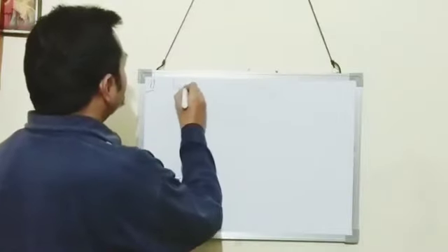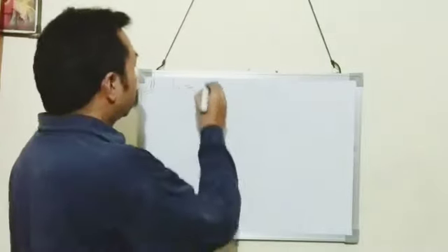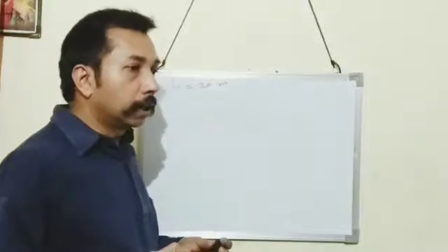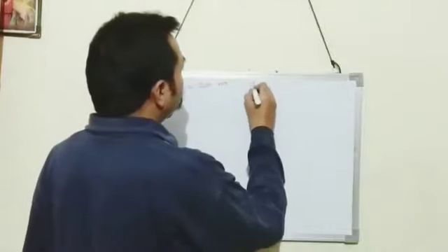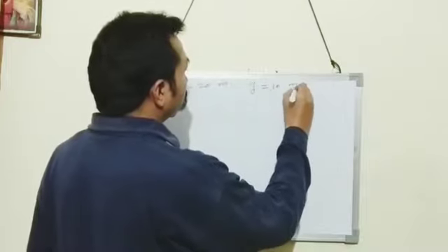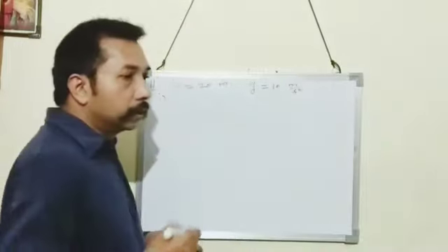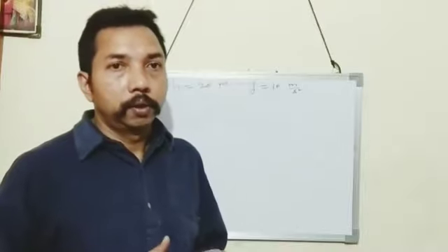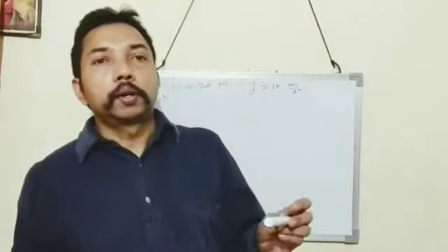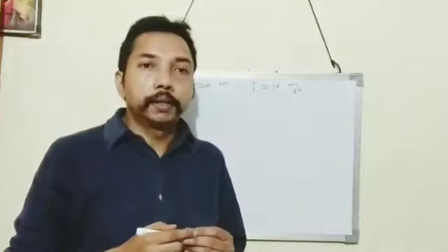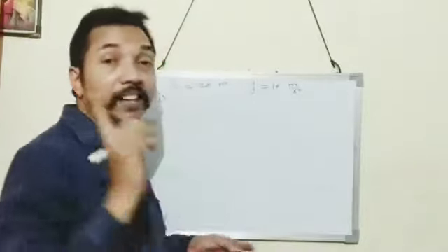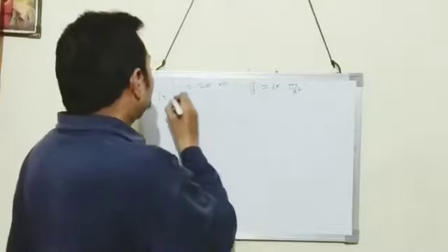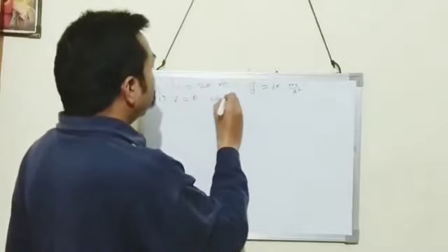Now question number 11. A ball is thrown vertically upward. It goes to a maximum height of 20 meters and then returns to the ground. g is given as 10 meters per second squared. First part: we have to find the initial velocity of the ball. When a ball is thrown upward and reaches the maximum height, the final velocity is 0. And the initial velocity we have to find out.